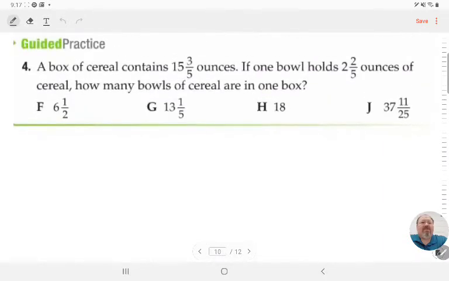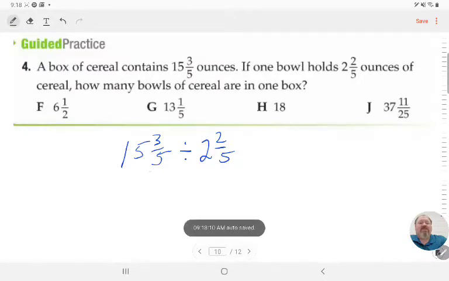All right. So let's look at this one. A box of cereal contains 15 3/5 ounces. If one bowl holds 2 2/5 ounces of cereal, how many bowls of cereal are in one box? Well, we know the total is 15 3/5, and each bowl is going to hold 2 2/5, so we just have to divide them. But first, we got to get improper fractions. So it would be 5 times 15 is 75 plus 3, so 78/5.